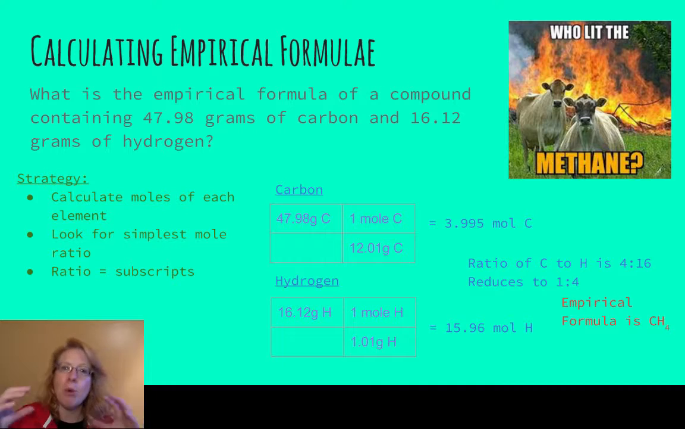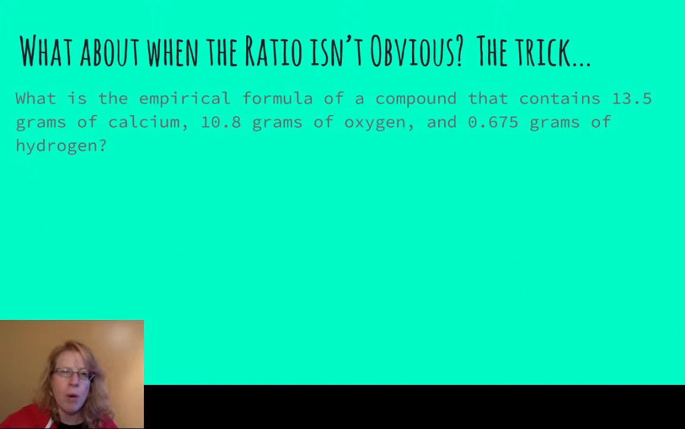Again, how many moles of each compound do I have, and then what's the relationship of moles to moles? Is there a simple whole number ratio that we can get to work with these? It takes a little bit of practice to get used to this, but once you start to see those ratios, it gets quite a bit easier. Okay, so let's take a look at an example where maybe the ratio isn't quite as obvious, and here's the trick to deal with this.